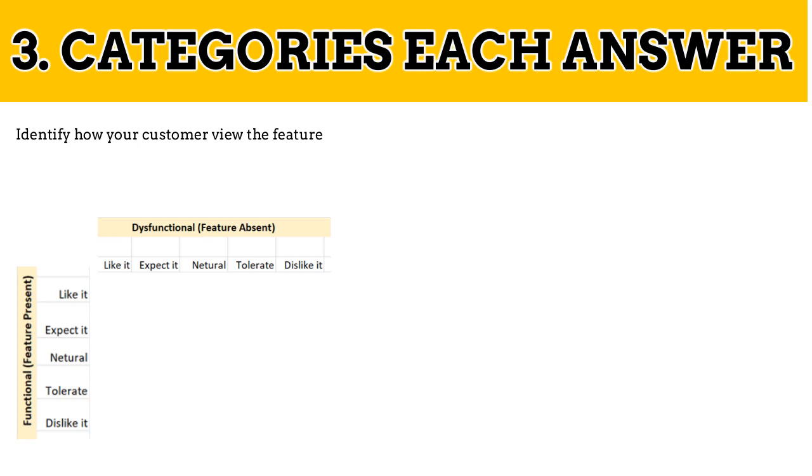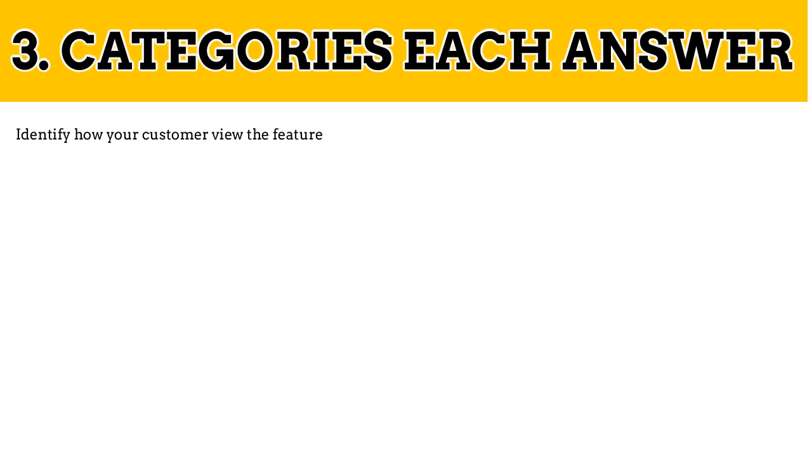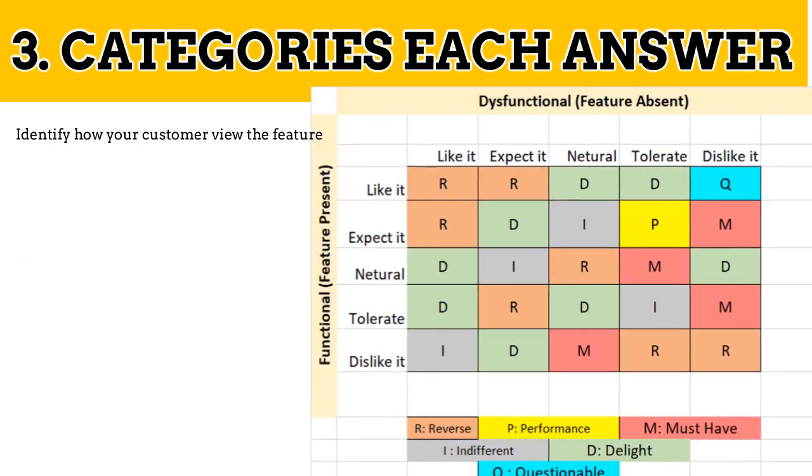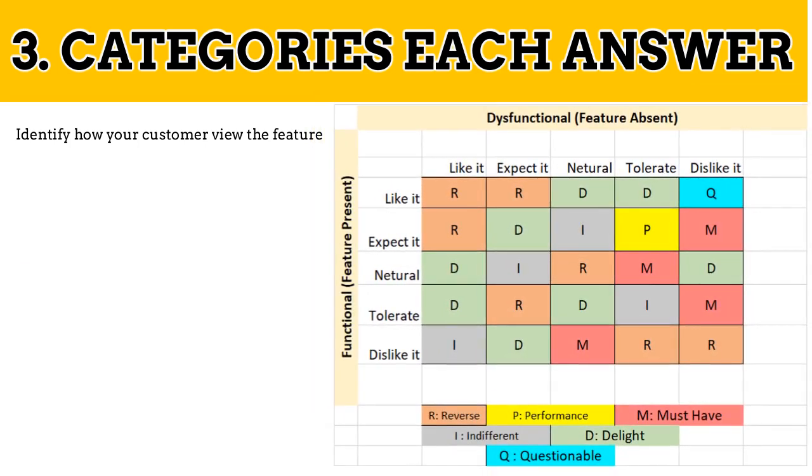For example, if you ask a functional question to your customer and your customer expected the feature to be present and at the same time they dislike it if it wasn't there, then it will be a must-have feature. Let's take another feature in which the customer would like the feature to be present, but they could tolerate it if the feature is not present. Then we can say this is a delight feature. Now, please note that there is one more categorization in this table which we have not covered. That is a questionable feature. These are simply features which can't be categorized as the customer has given very conflicting answers.